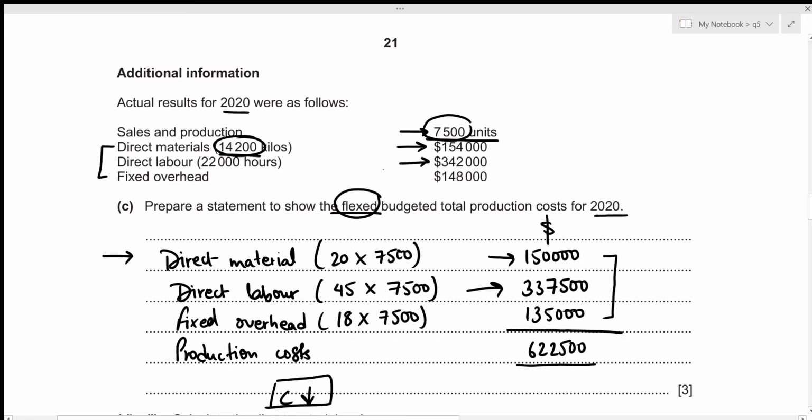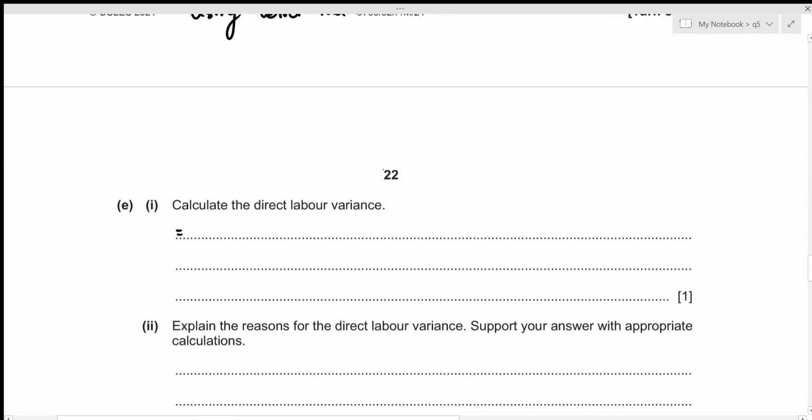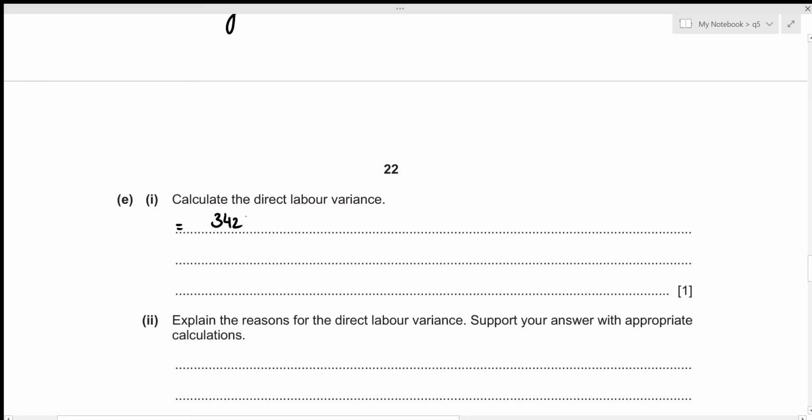So direct labor variance would be actual direct labor cost minus the budgeted direct labor cost. That's 342,000 minus 337,500. And this results in our direct labor variance to have the value of 4,500. And this was the actual cost, whereas this was the budgeted cost. And we can clearly see that the actual cost is greater than the budgeted cost, and we're talking about direct labor, right, which is a cost, and we always require cost to be lower for it to have a favorable condition. But we can see that the cost has definitely increased, which means that this results in an adverse variance.